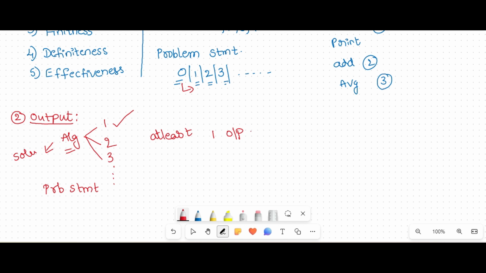Suppose you are doing addition of two numbers, say 2 plus 3. Then it will generate output 5. Suppose you want to find the sum and average. Sum is 5 here in the same problem, then 5 by 2, here it is 2.5. Now it is generating two outputs. Like that, depending on the problem statement, the number of outputs an algorithm generates varies. So that is the second property of an algorithm.